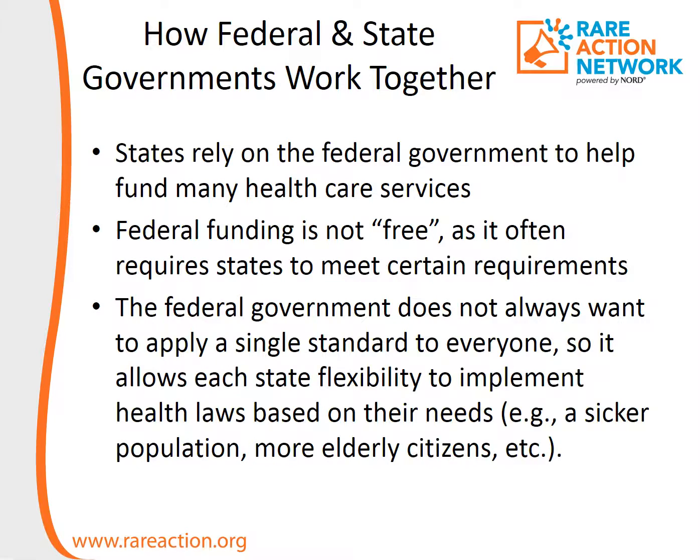There are some key ways in how federal and state governments work together. For example, states often rely on the federal government to help fund many healthcare services. However, federal funding is not free, and usually when the federal government is providing money to states, it is putting certain requirements on that money. In addition, the federal government does not always want to apply a single standard to everyone or in every state, so it often allows states flexibility in how to implement healthcare laws based on their needs. For example, some states may have a sicker population, some other states may have older citizens, etc.